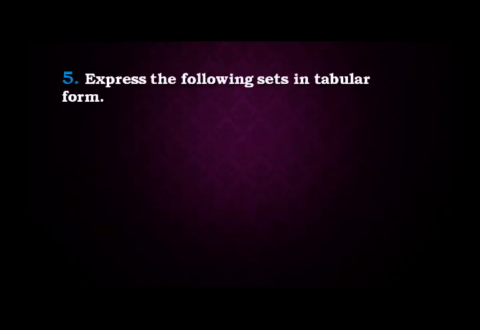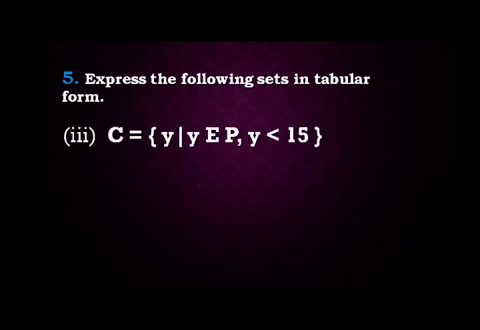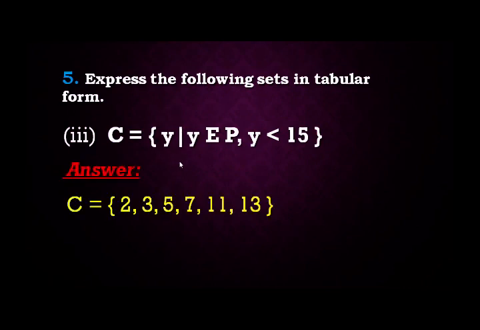The next question 5, express the following sets in tabular form. Right now it is in the form of set builder notation, so we have to convert it into tabular form. Read down the statement. What is the statement? y such that y belongs to prime numbers, y is less than 15. We have to write the prime numbers which are less than 15. So 2, 3, 5, 7, 11 and 13.